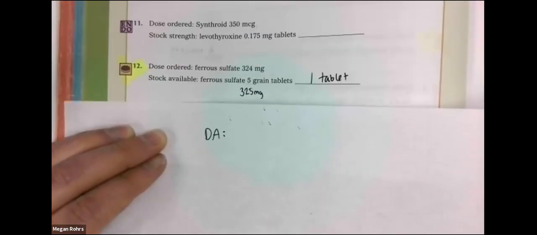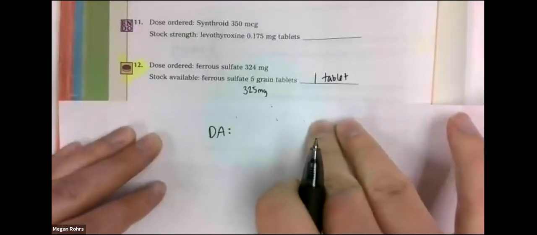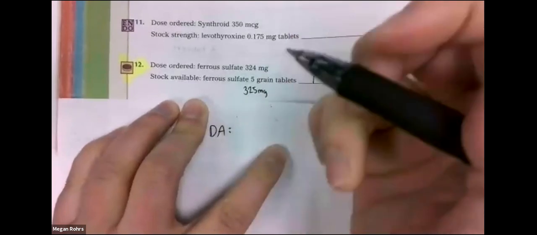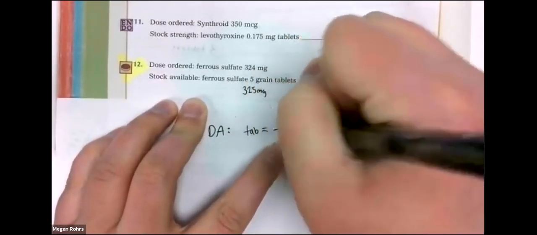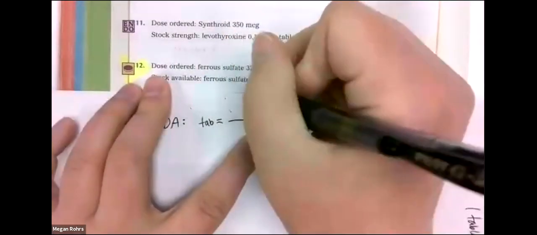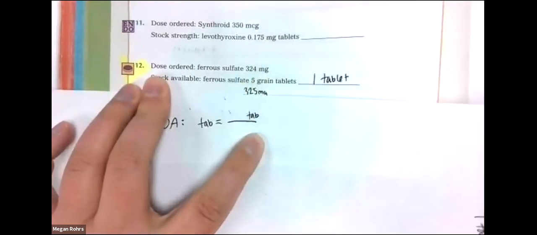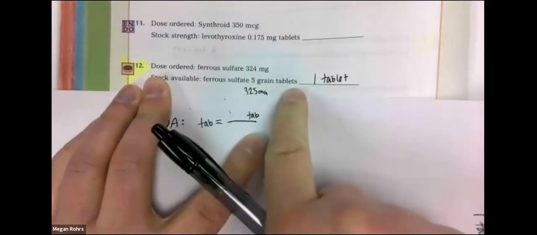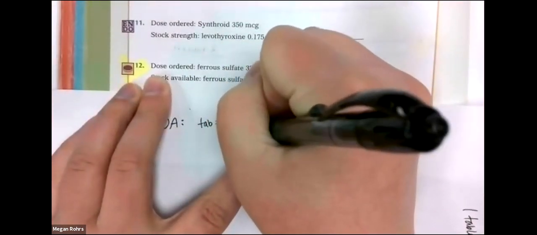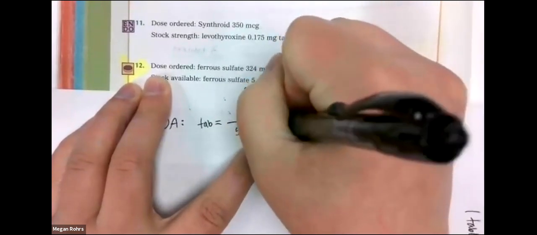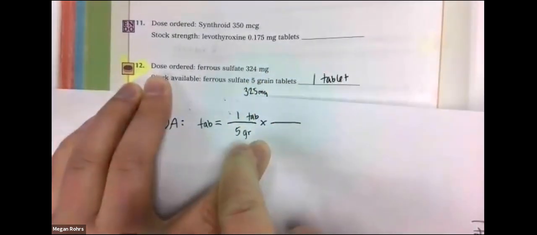Now, if you wanted to use dimensional analysis, that's perfectly fine. So remember, always start with the unit that we're looking for. So we were looking for tablets. Follow that with a fraction that keeps tablets on top. So we know that one of our tablets is 5 grains. Now we want to multiply that by something that has grains on top.